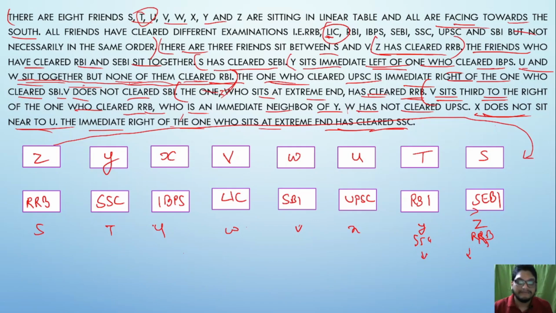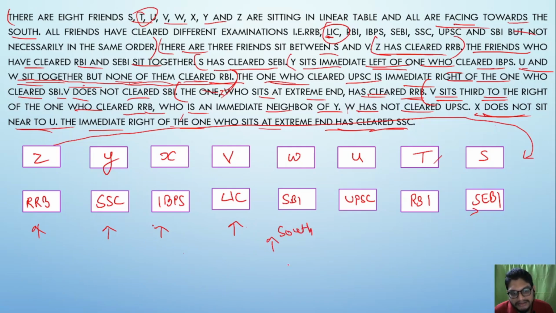Still they are facing in the south direction as well, right? Just for your better understanding, I have made the arrow upward, right? This doesn't mean that this is the only north direction, as the question has told you that all of them are facing the south direction. So consider this as the south direction, right? Consider this as the north direction. Consider this as a south direction and consider this as the north direction.